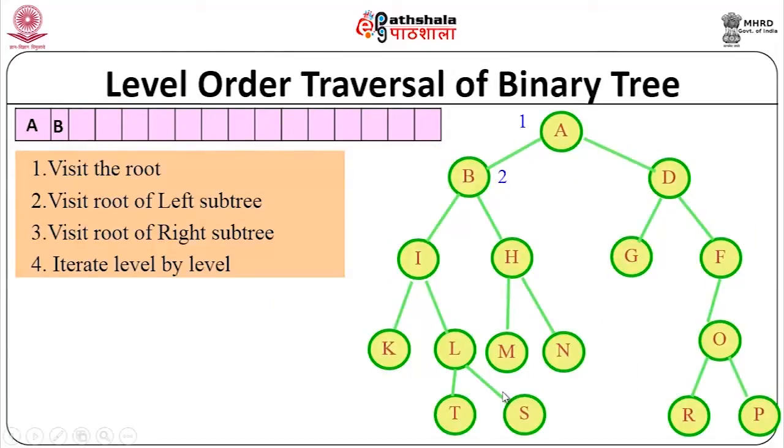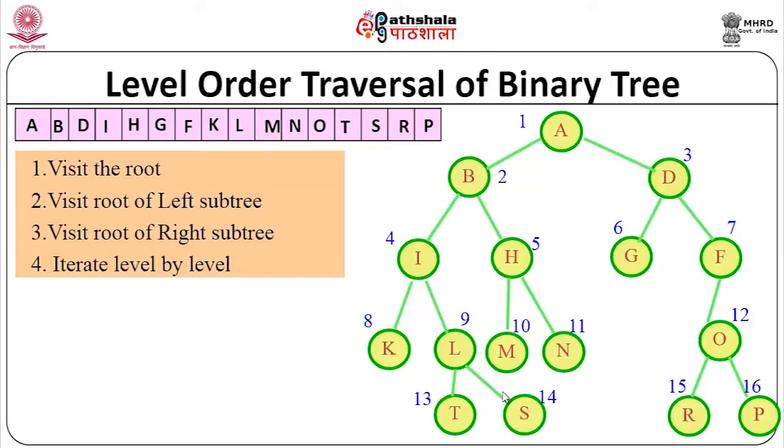So, same thing I can do for level order also. Level order is just you keep on doing till you finish all the children level by level. So, this is a simple level order: visit the root, visit the left subtree, visit the right subtree level by level.